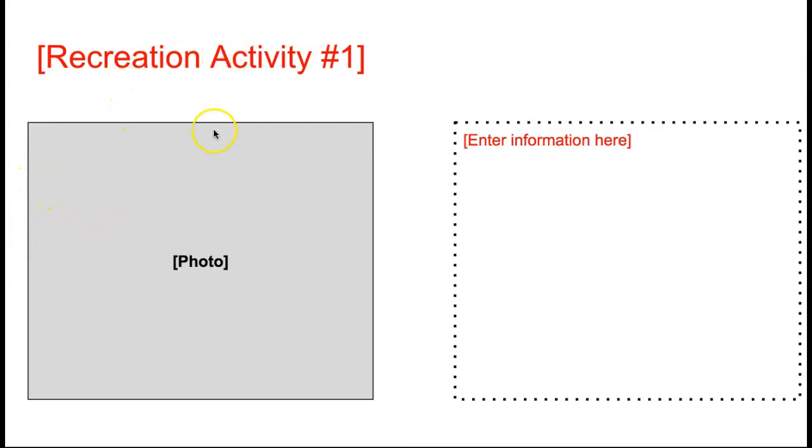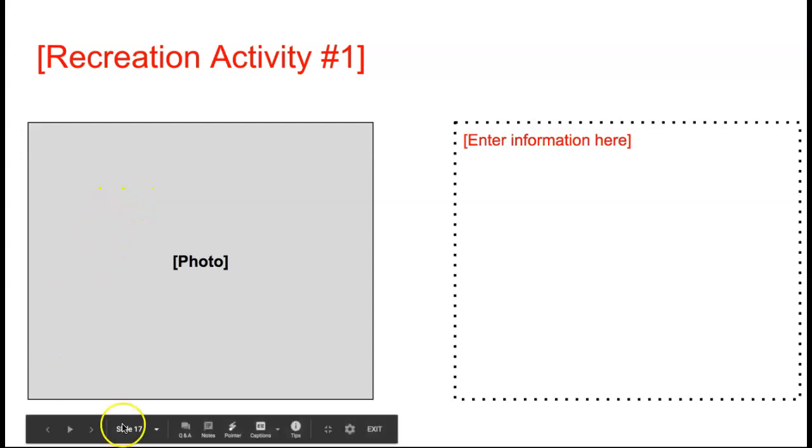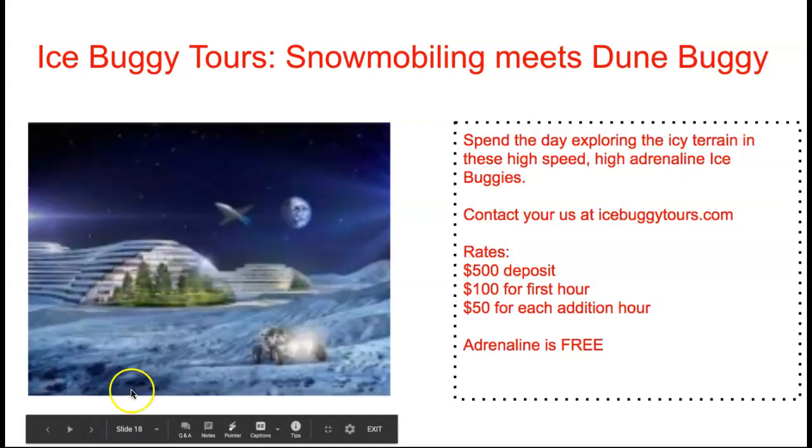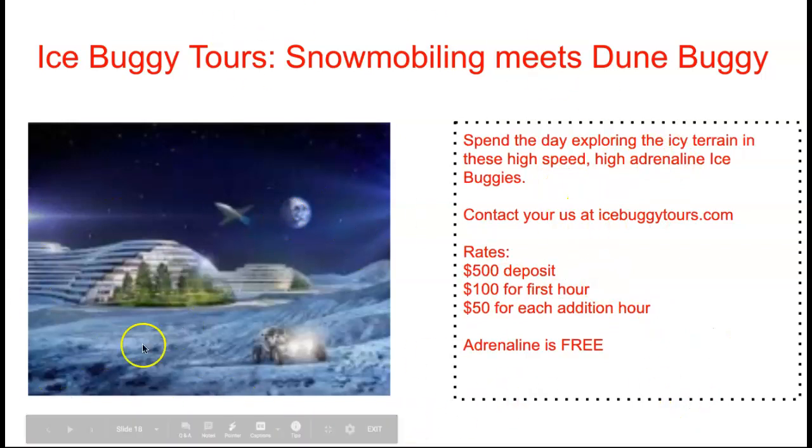Now this is where the creativity element goes. This is what you would want to do for a 7: you're going to make up a travel activity that you could do when you go to that planet. So I made up these ice buggy tours, snowmobiling meets dune buggy, and you just make up whatever you want to say about it. This is all your creativity.